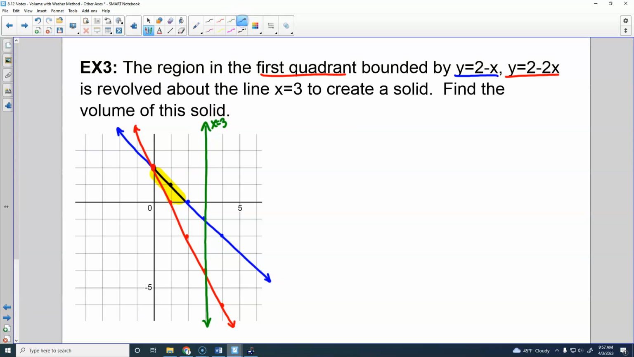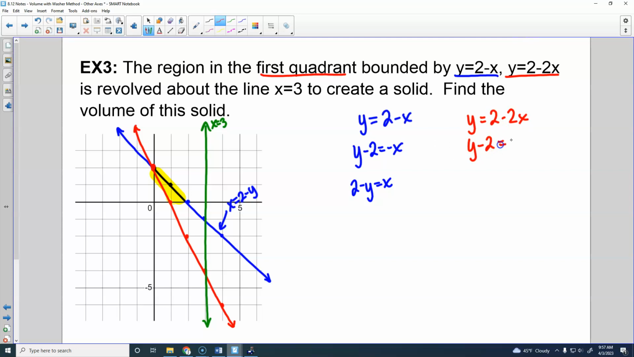Since that's vertical, everything has to be in terms of y. So y equals 2 minus x. If we do y minus 2 equals negative x, which is 2 minus y equals x. So my blue line, this right here, is x equals 2 minus y. And my red line, y equals 2 minus 2x. Y minus 2 is negative 2x, negative 1/2 y plus 1 equals x. I'm doing that kind of fast.